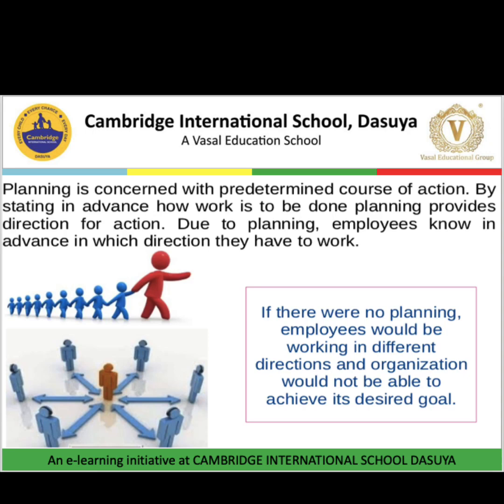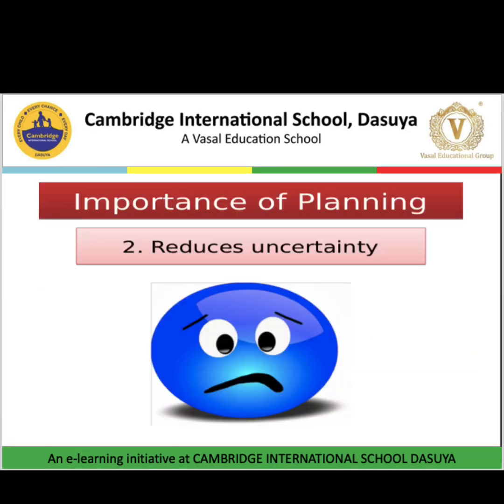Due to planning, employees know in advance in which direction they have to work. That means what they have to do. If there were no planning, employees would be working in different directions and the organization would not be able to achieve its desired goal. Now, the second point of importance of planning is it reduces uncertainty.